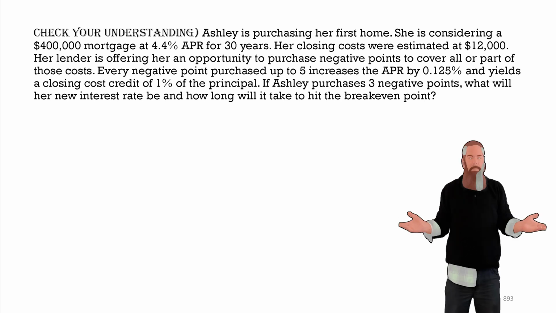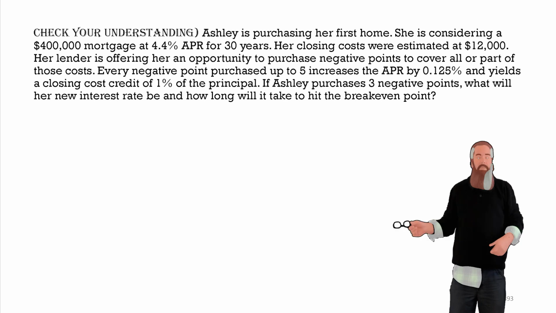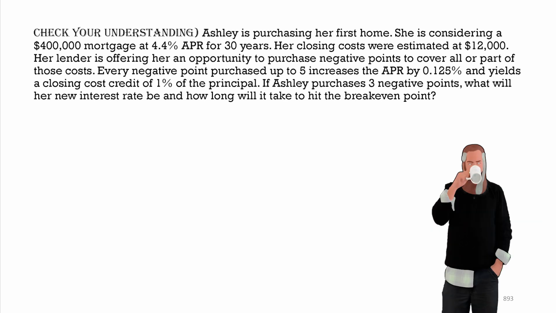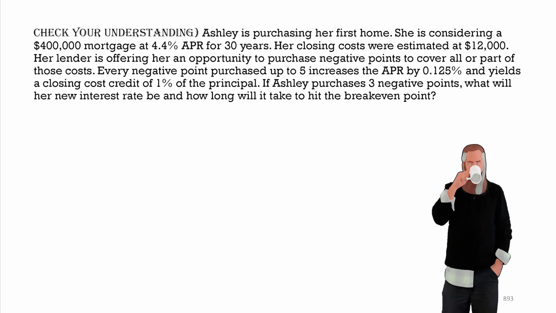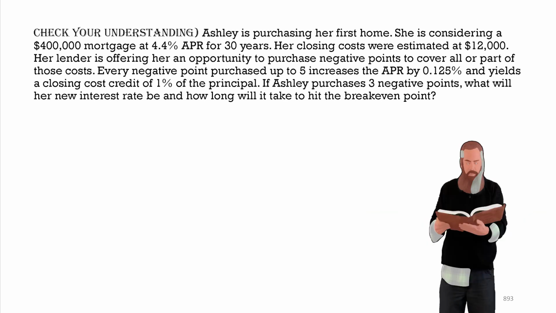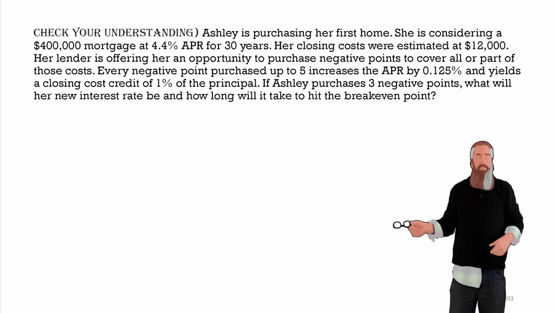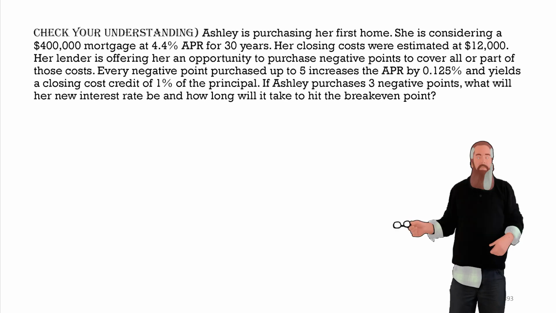Ashley is purchasing her first home. She's considering a $400,000 loan at 4.4% APR for 30 years. Her closing costs were estimated at $12,000. Her lender is offering her the opportunity to purchase negative points to cover all or part of the closing costs. Every negative point purchased, up to 5, increases the APR by 0.125% and yields a closing cost credit of 1% of the principal. If Ashley purchases 3 negative points, what will her new interest rate be, and how long will it take her to hit the break-even point?